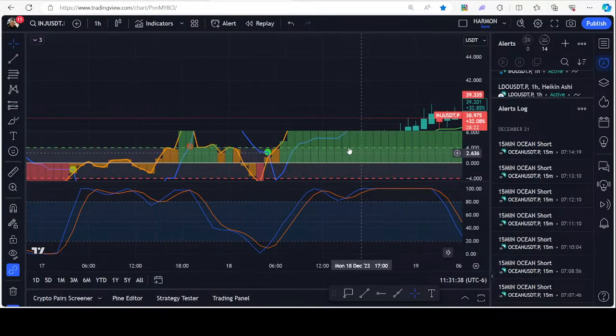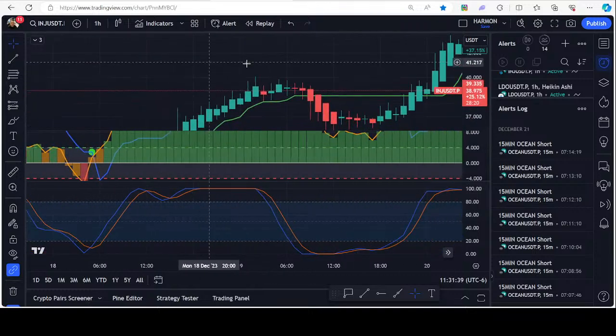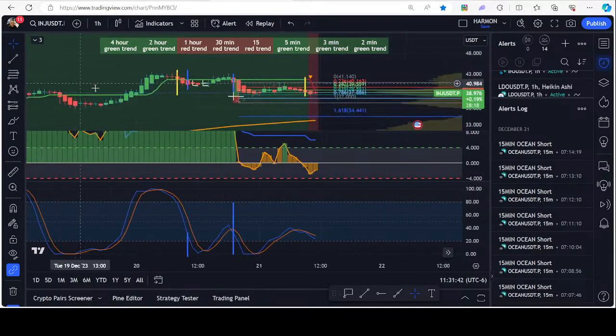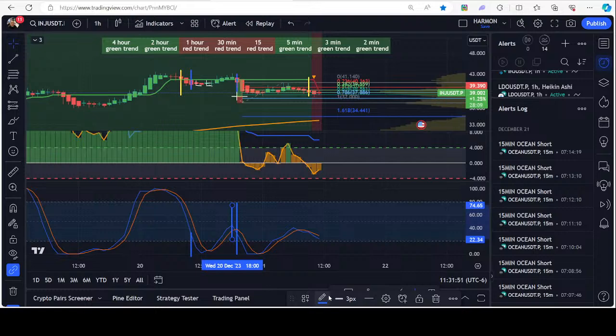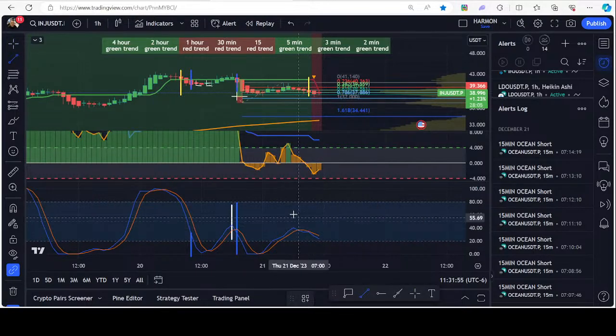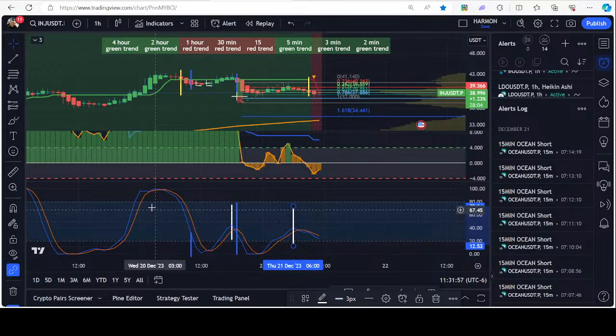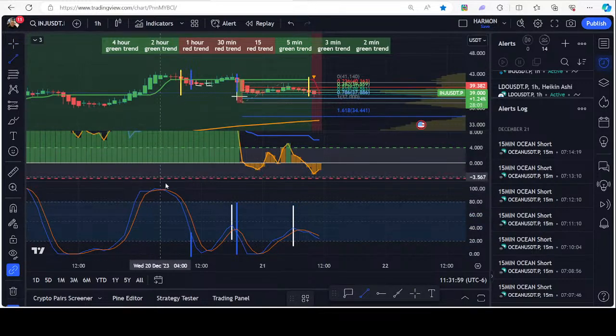And what I'm going to do on my 1 hour is put in the times that the RSI for the 1 hour was making its move. So currently here, this is where the 1 hour broke down. And that's where the 1 hour broke down here.